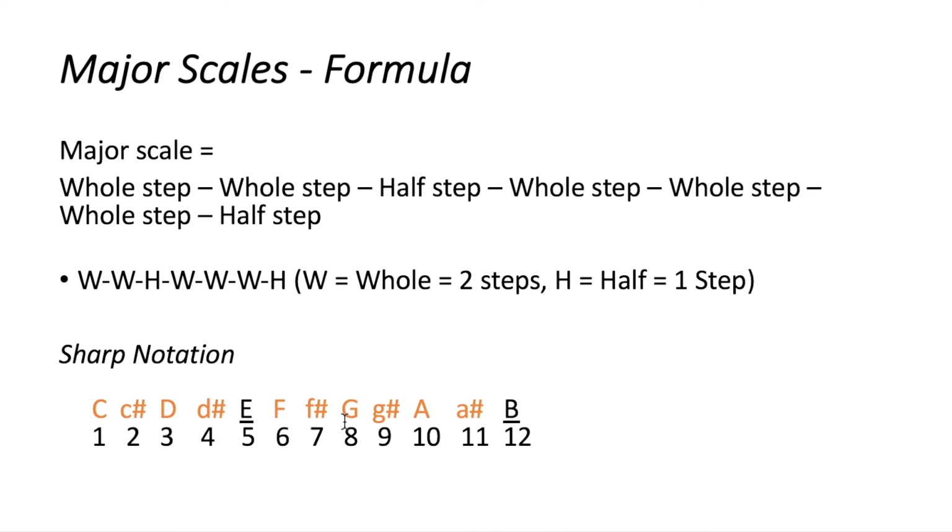So F to G is the whole step, and then it's a whole step again. G to A is the whole step, and then it's a whole step again. It's A to B, which is the whole step, and then it's a half step, which is again coming back to C. So this is how you form the scale, and this is exactly how you can do it for all the major notes.